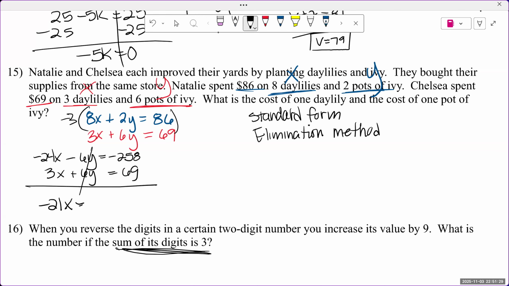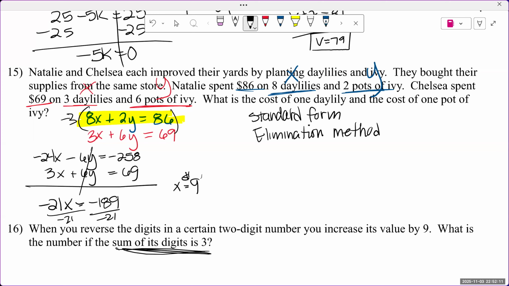-21x is equal to -258 plus 69, -189. Divide by -21. X is equal to 9. So a daylily costs $9. Now we're going to plug in to find the cost of a pot of ivy. Let's go ahead and plug into this one.